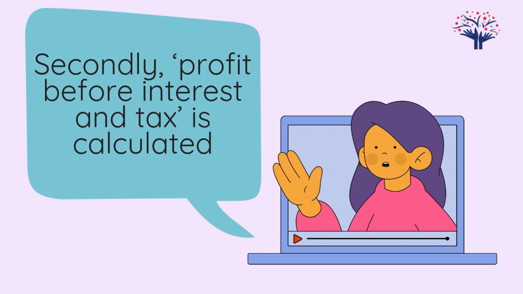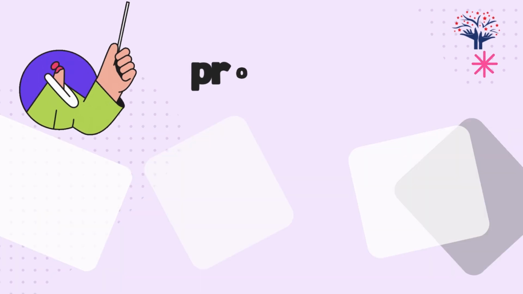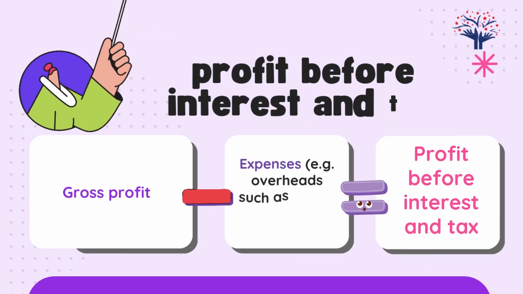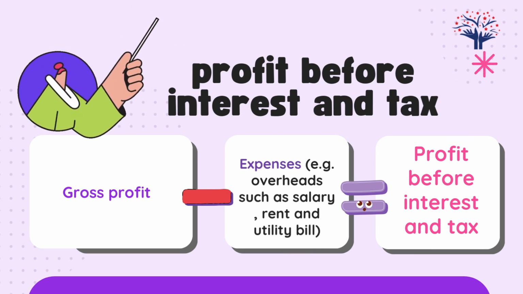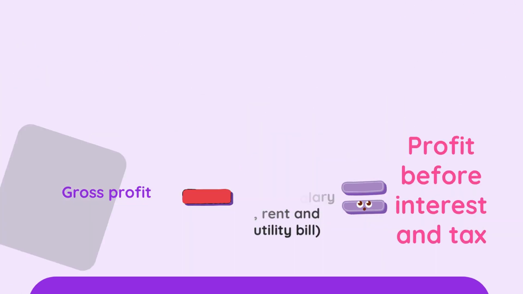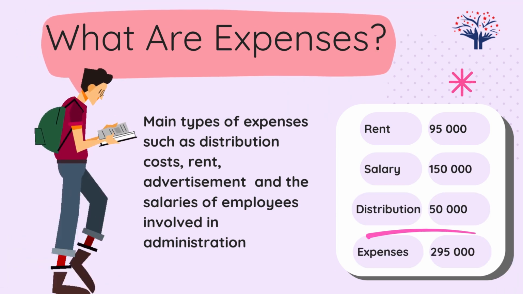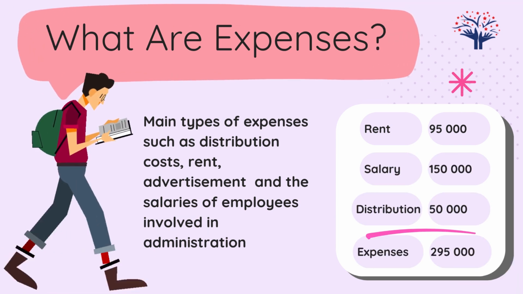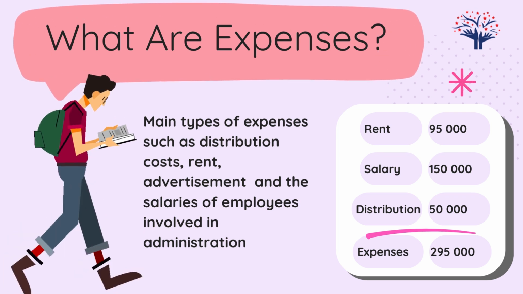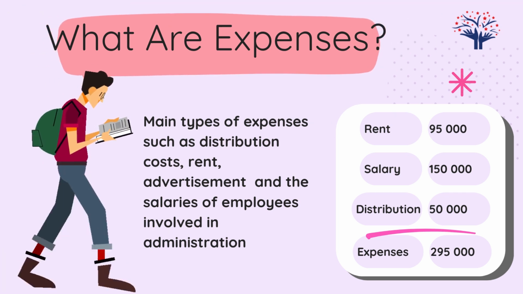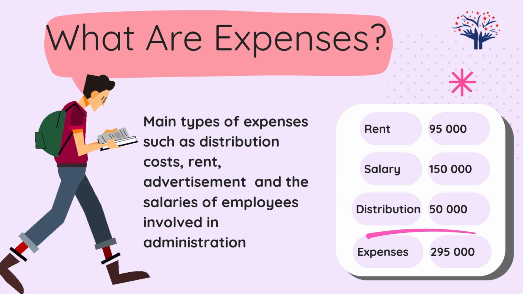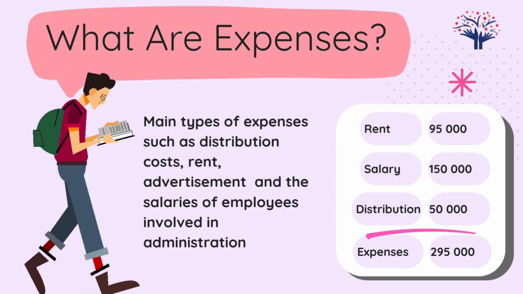Secondly, we calculate profit before interest and tax. To find profit before interest and tax, we subtract expenses from gross profit. This figure gives us an idea of the company's profitability from its core operations before considering any interest or taxes. Now, let's talk about expenses. These are the costs incurred in running a business and are subtracted from gross profit to calculate profit before interest and tax. The expenses include distribution costs, rent, advertisement, and salaries of employees involved in administration.